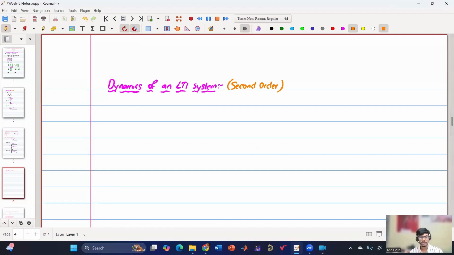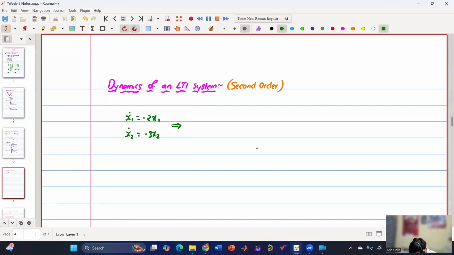Okay. So now let us consider a second order system. First of all, decoupled. So when I say decoupled, then x1 and x2 do not have any relation. So what I'm trying to say is, say x1 dot equal to -2x1 and x2 dot equal to -3x2.